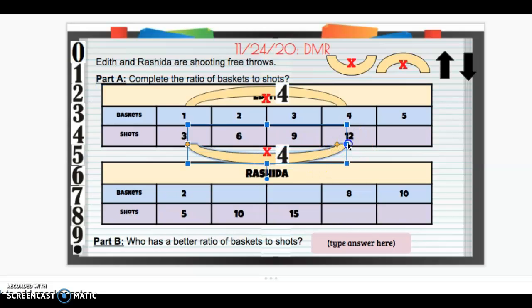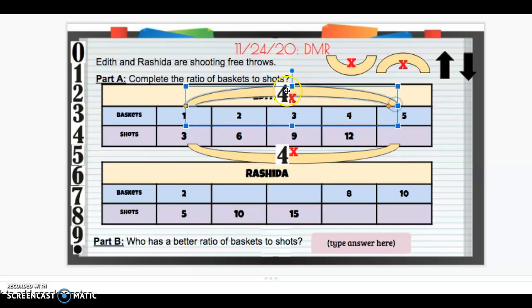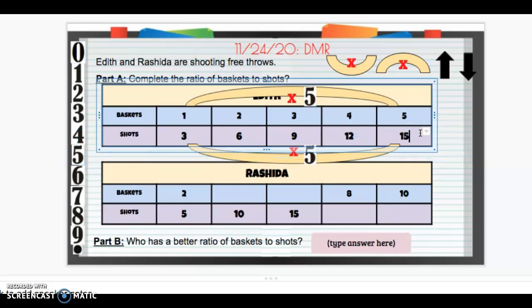Then you have to move your noodle again to the last box that's empty. What did they do to 1 to get to 5? You have to do that to 3. So 1 times 5 is 5. So you have to do 3 times 5, which is 15.